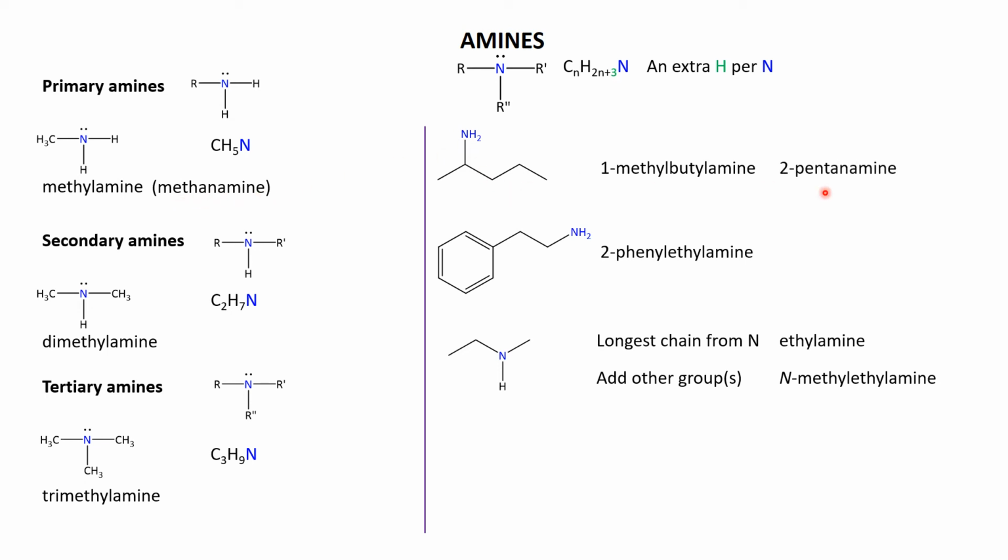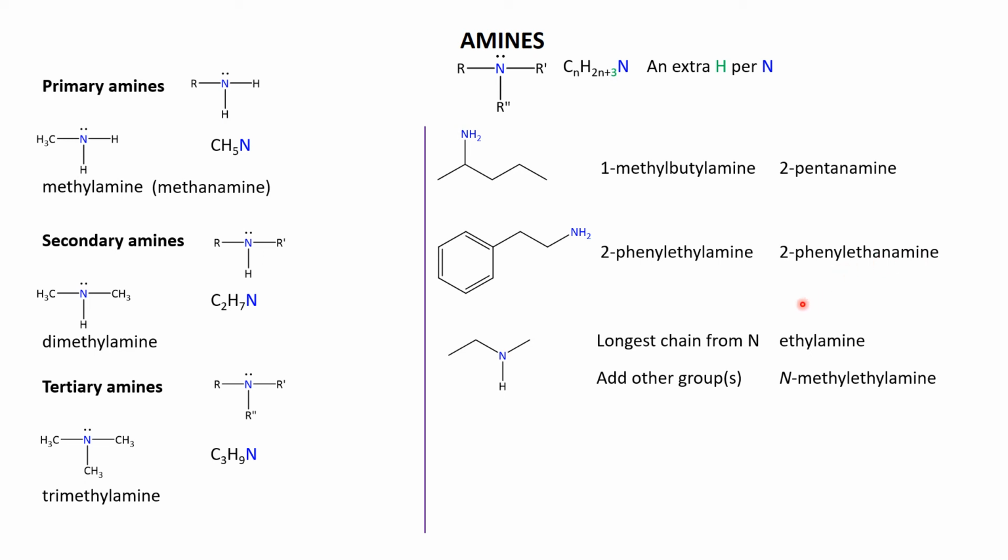This one here is a pentane, 1, 2, 3, 4, 5, because in this case it's a pentane that has an amine on it in the 2 position, so pentan-2-amine. This one here doesn't change very much, because of course the alkane would be 2-phenylethane, and so we just say, well, the amine is on the end of the ethane.